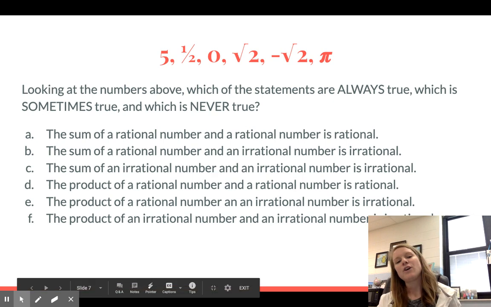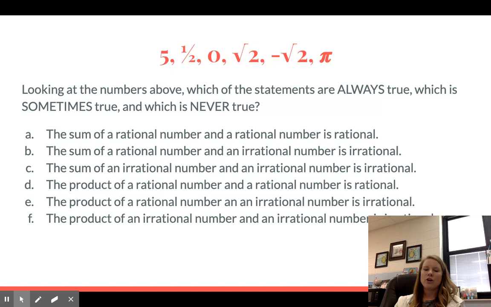All right, so now let's talk about looking at these numbers above, which of the statements are always true, which are sometimes true, and which are never true. Okay, so A: the sum of a rational number and a rational number is rational. I want you to think about that. Would that be always true, sometimes true, or never true? Okay, let's look at B. The sum of a rational number and an irrational number is rational. So what do you think about that one? Always true, sometimes true, or never true?